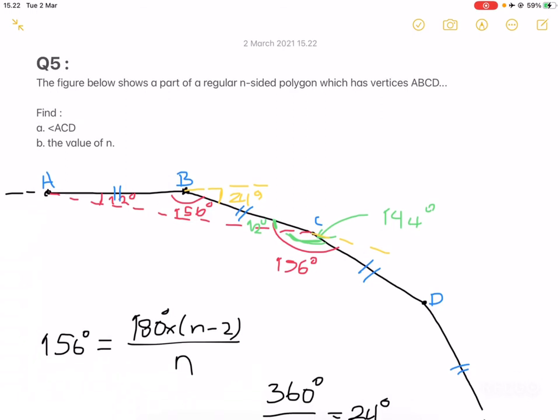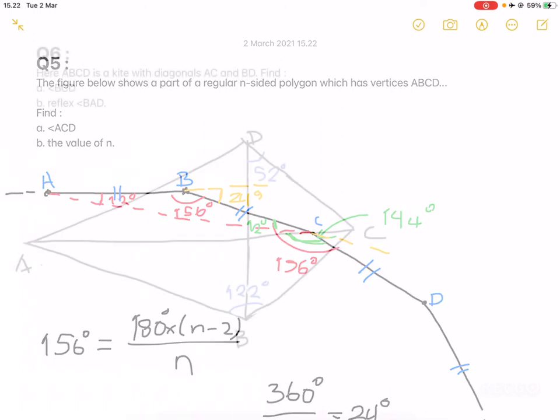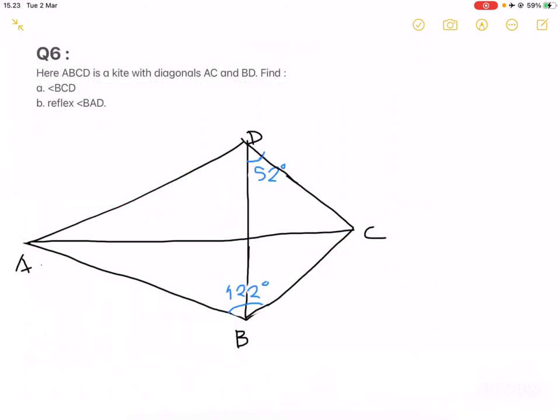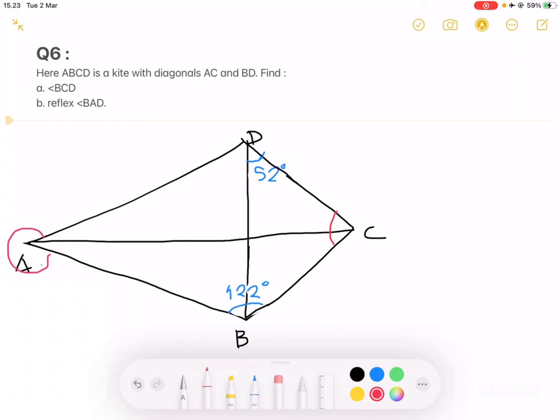Alright, so that's question 5. Let's jump into question 6, which is the last question. Alright, so here's the final question. ABCD is a kite with diagonals AC and BD. And we need to find the angle BCD, which is this angle right here. And we need to find the reflex of BAD, which is this angle right here.